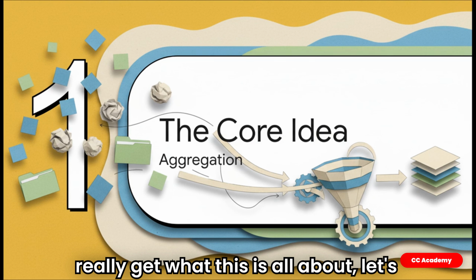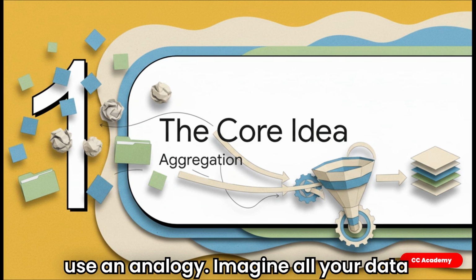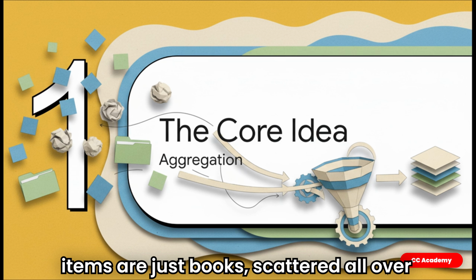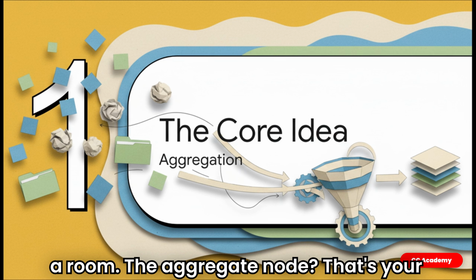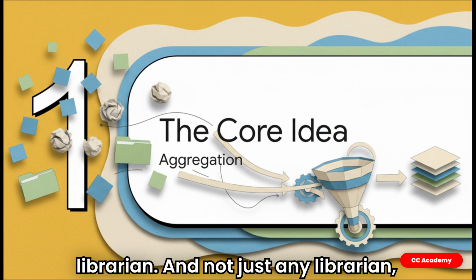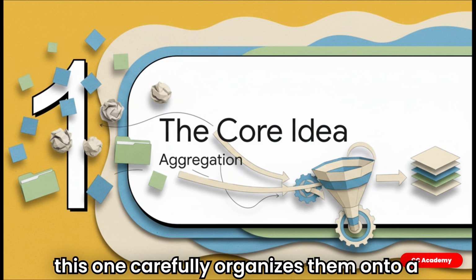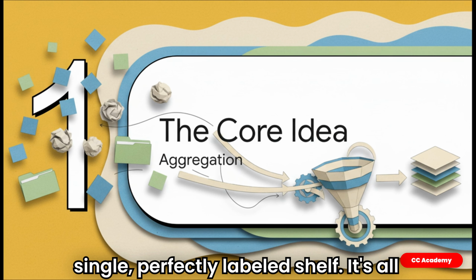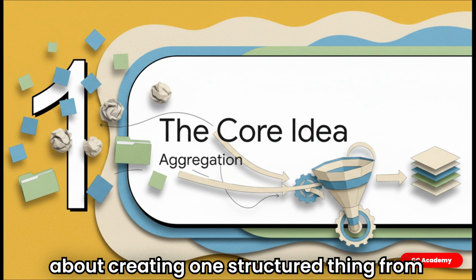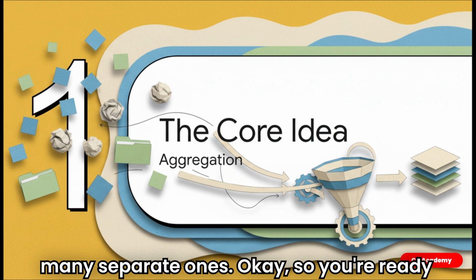To really get what this is all about, let's use an analogy. Imagine all your data items are just books, scattered all over a room. The aggregate node? That's your librarian. And not just any librarian, this one carefully organizes them onto a single, perfectly labeled shelf. It's all about creating one structured thing from many separate ones.